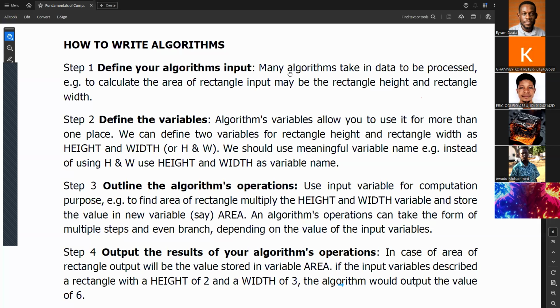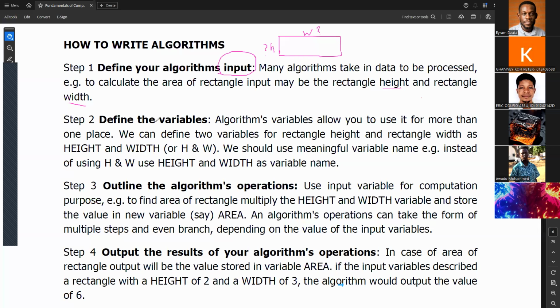So the height and the width become my inputs. Those are the values that you need in order to compute the area of a rectangle. Your height and then your width become the inputs because we don't know those values. So the first thing you need to do is to identify and define those inputs.